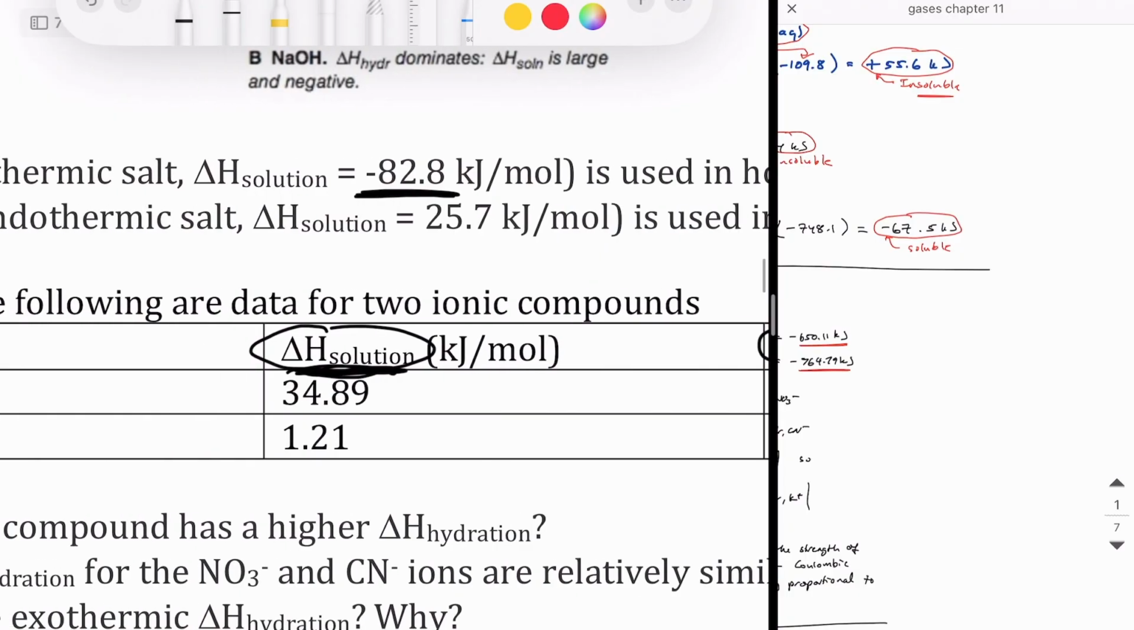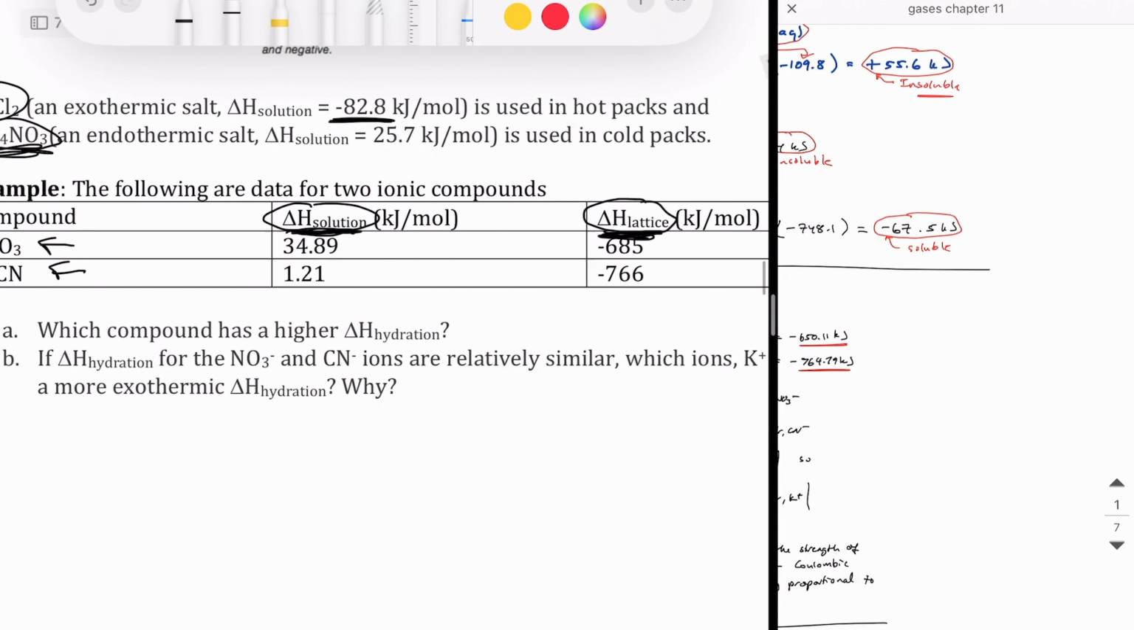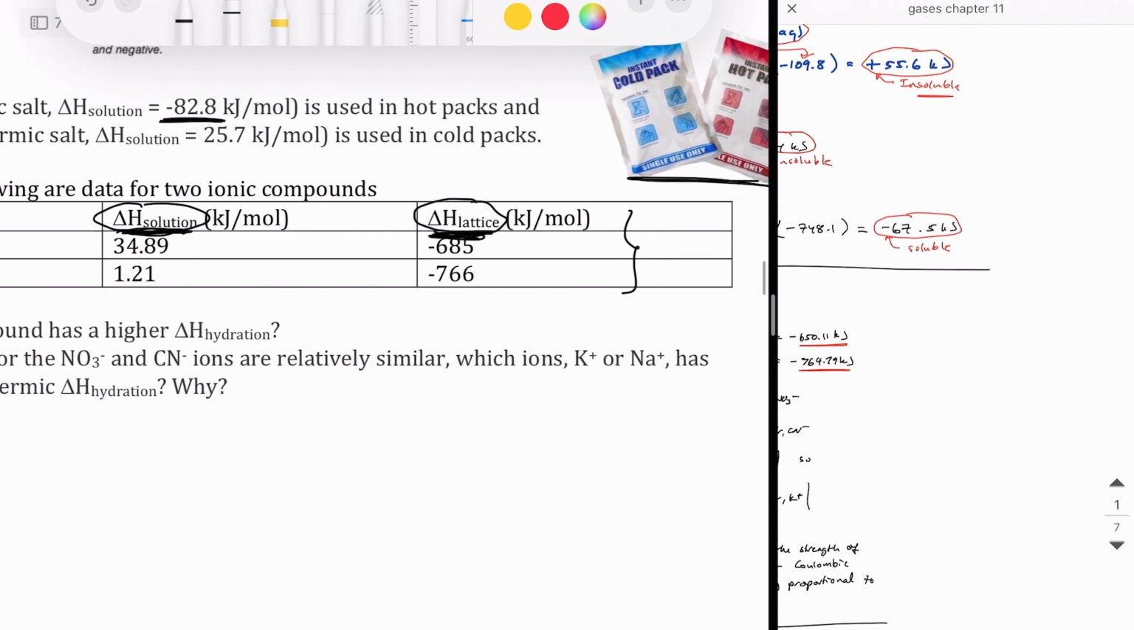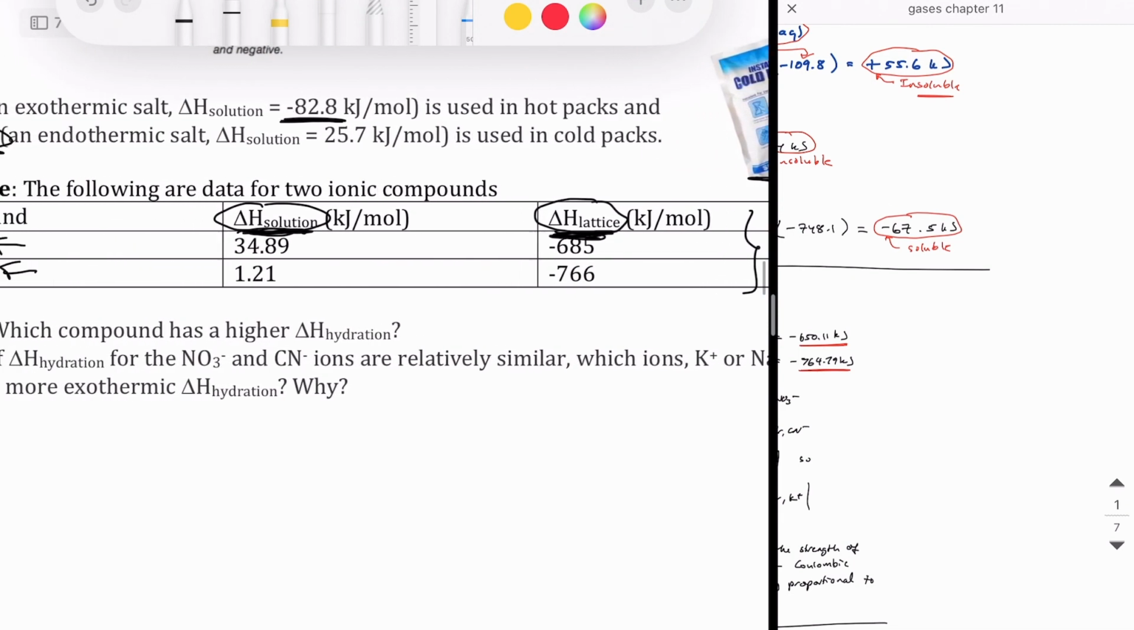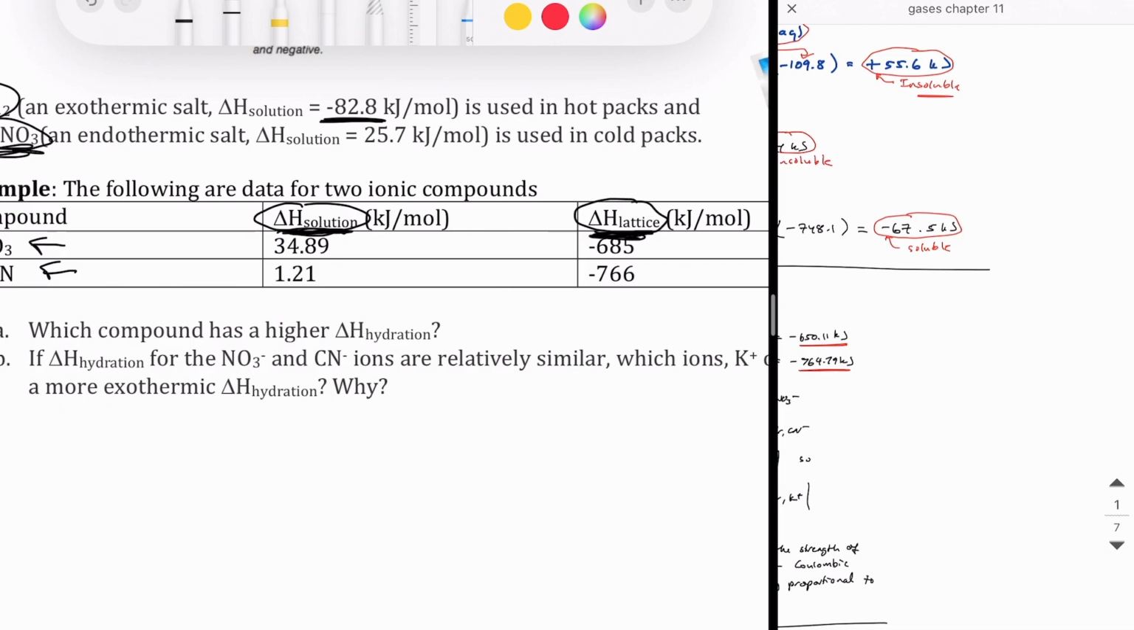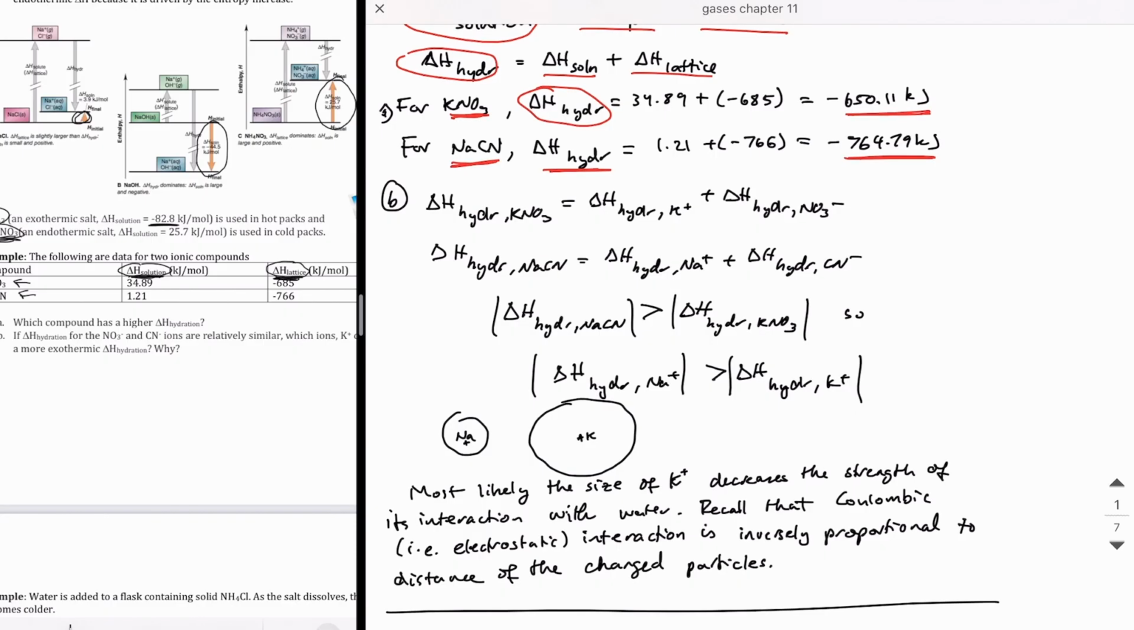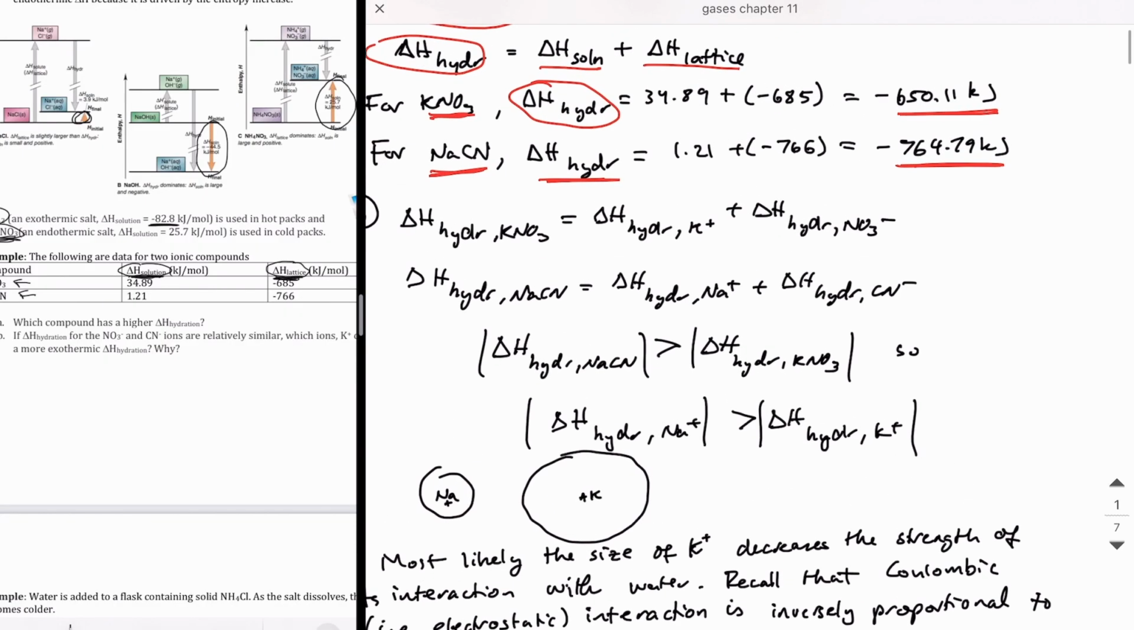Now let's take a look at question B. It says here, if delta H of hydration for the anions are relatively similar, which ion, K plus or Na plus, has a more exothermic delta H of hydration? Okay, so let's go back to the right side to take a look at this. We see that delta H of hydration for the salt is the sum of the delta H of hydration of the ions. So for NaCN, it's the sum of the cation and the anion here. We just calculated these numbers on the top.